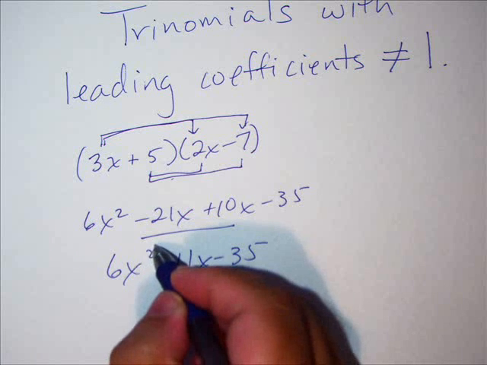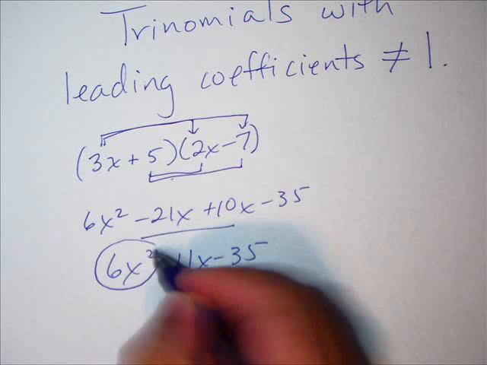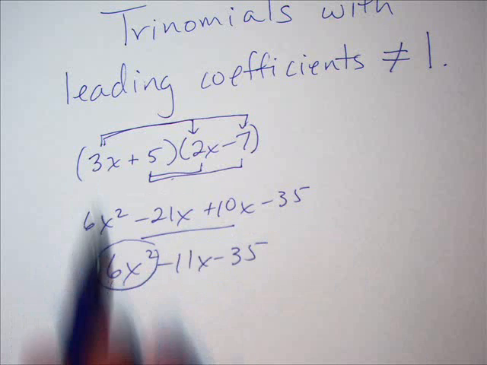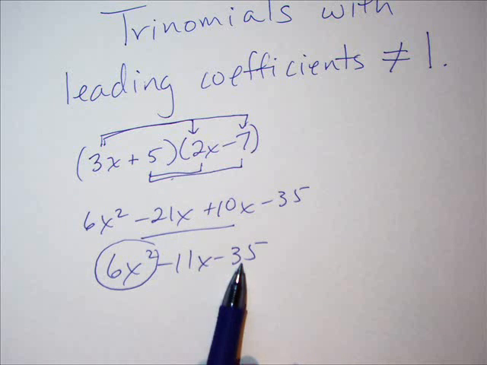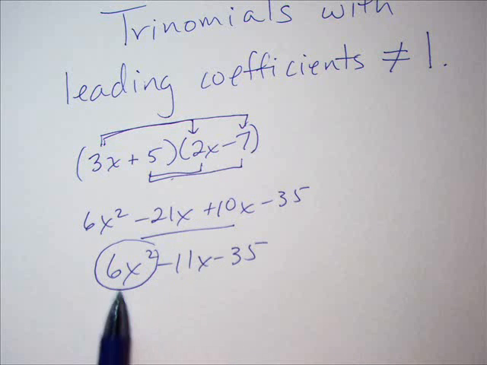The factors of this are going to be relatively easy. You're either going to make it 6 and 1 or 3 and 2. Factors of 35: 1 and 35, or 5 and 7. Those are relatively easy to check. It's the middle term that's going to give us all the problems, or it's the middle term that makes things difficult.